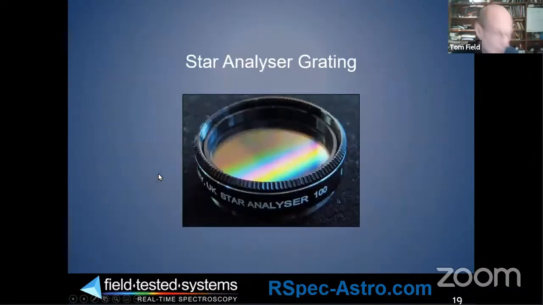So what I want to talk about tonight is this grating here. It's a Star Analyser grating. It costs about $200, and that's all you need to add to your current kit to do this. So if people are telling you, oh man, you're going to have to spend thousands of dollars and really carefully calibrate all these things that you've never used before, a couple hundred dollars gets you started really simply.